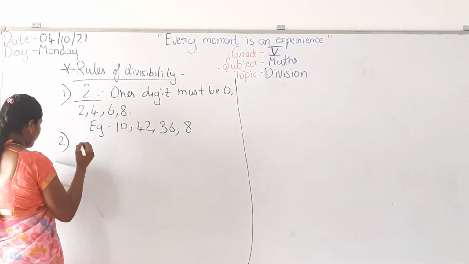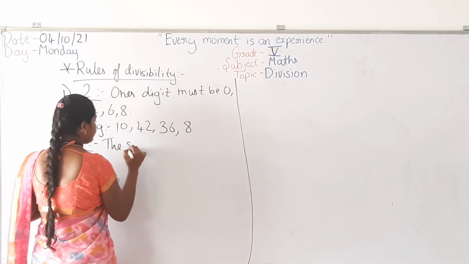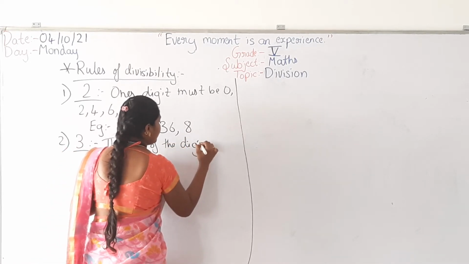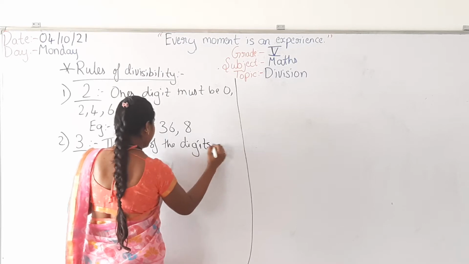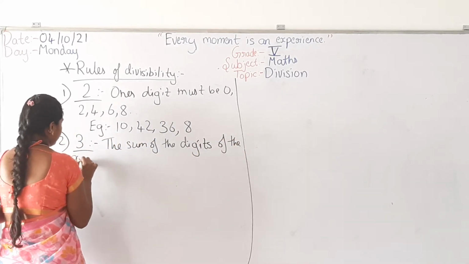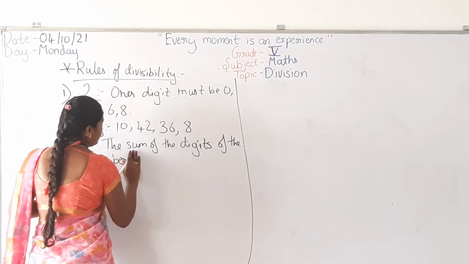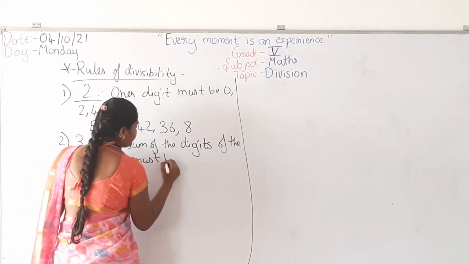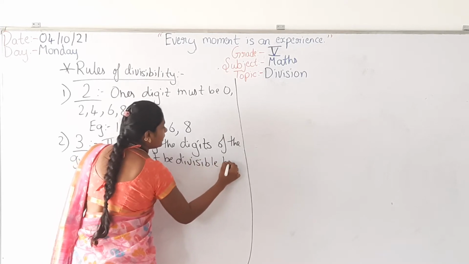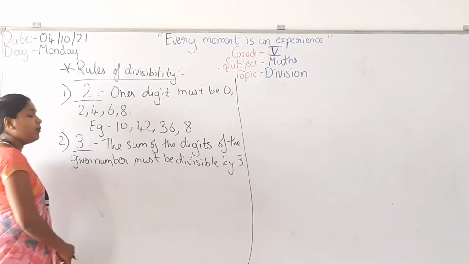The divisor 2. Next, 3. The rule for number 3 is the sum of the digits of the given number must be divisible by 3. Yes, see the sum of the digits.